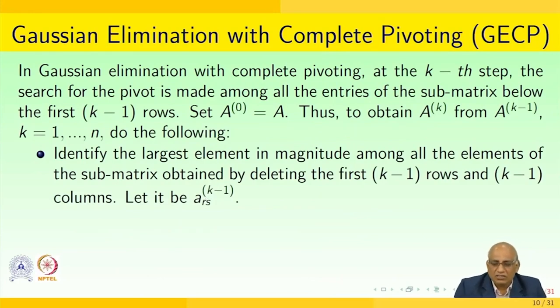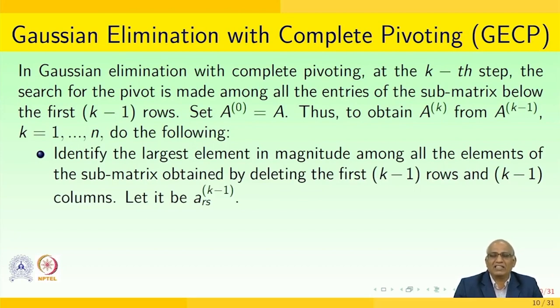Well, now let us look into the Gaussian elimination with complete pivoting. What is the benefit of having Gaussian elimination with complete pivoting? So why do we need the pivoting? Pivoting we need to do to refine the solution, or whenever the solution is blowing up, we want to control the solution. In order to control the solution, we need to have a strategy.